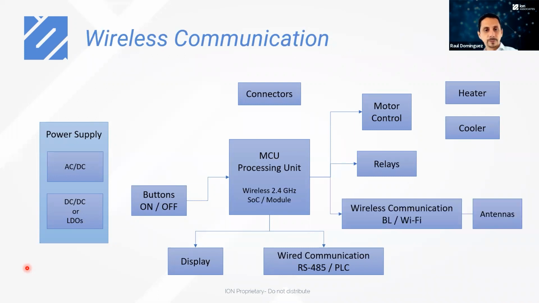Next, please. Now, more commonly used is wireless communication, we see it more and more. We have the Bluetooth or Wi-Fi modules, and those modules will need an antenna. So depending on the type of communication needed is the type of antenna, also the range that it needs to cover. Next, please.